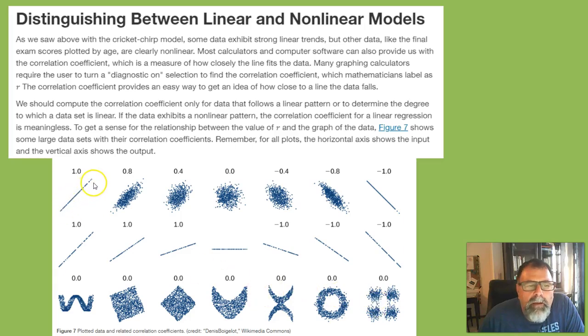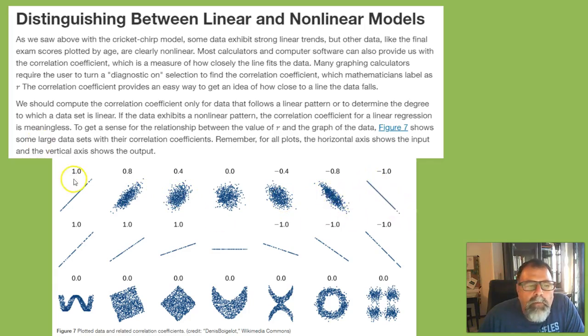Positive 1 line, that's a perfect line. This resembles a linear relationship, but it's 0.8, so it's going away. 0.4. Right, and then these are negative 0.4, negative 0.8, and negative 1.